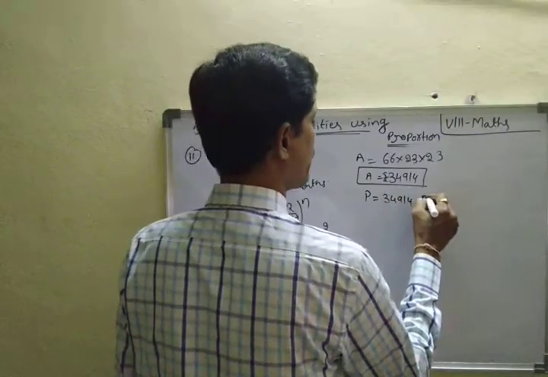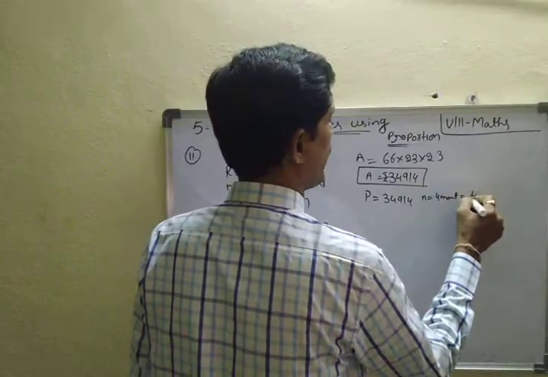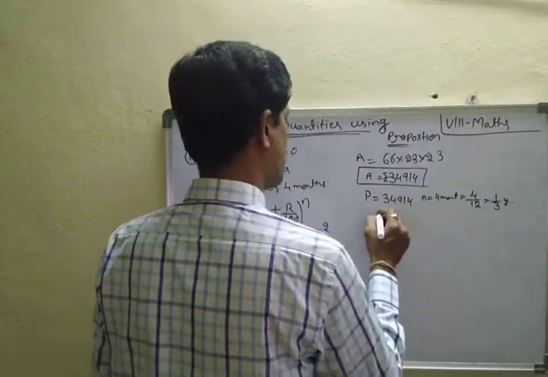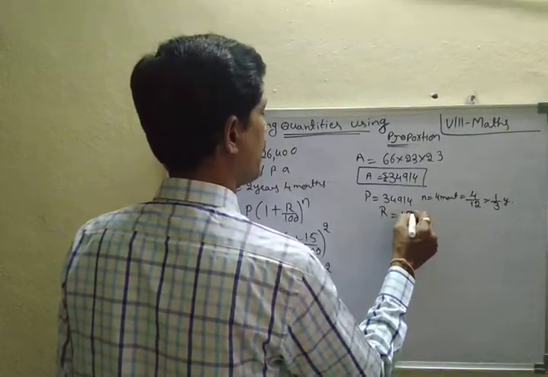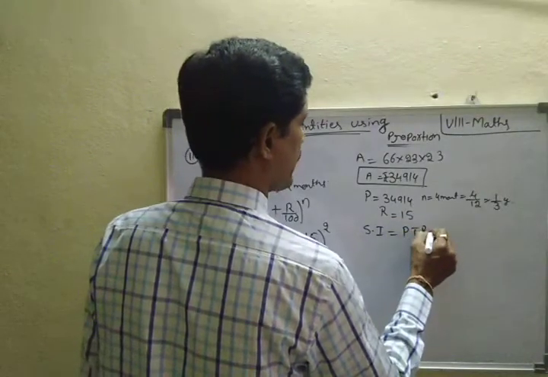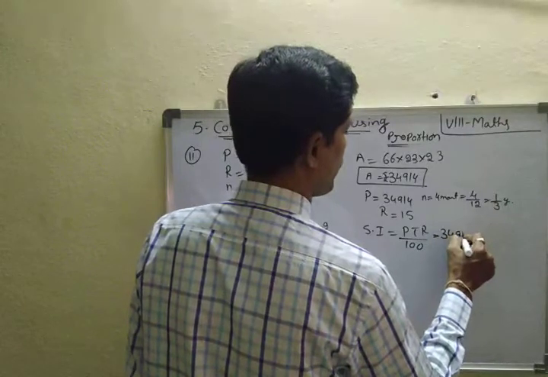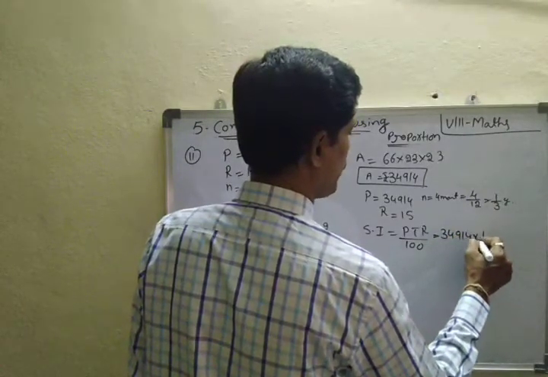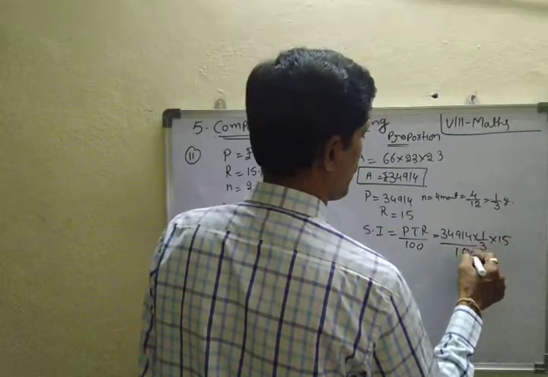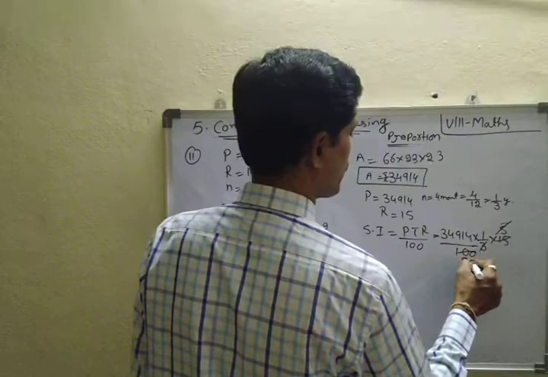Next, time n equals 4 months. That equals 4 by 12, that equals 1 by 3 year. Next, rate of interest equals 15%. Therefore, simple interest equals PTR by 100. That equals 34,914 into time, that equals 1 by 3 into 15 by 100. 3 5s are 15, 5 20s are 100.